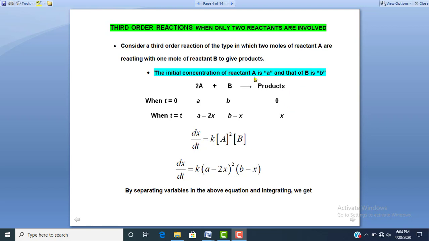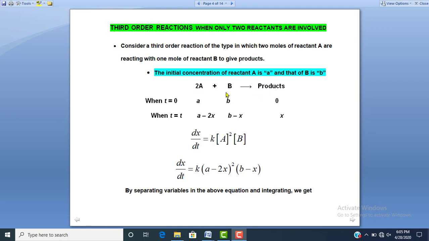Let us suppose we have two reactants A and B. The initial concentration of reactant A is written here with small a, and the initial concentration of reactant B is written here with small b. So according to the equation, 2 moles of A react with 1 mole of B. So here reactants are only 2, 2 moles of A and 1 mole of B. When they react with each other, they produce some products.